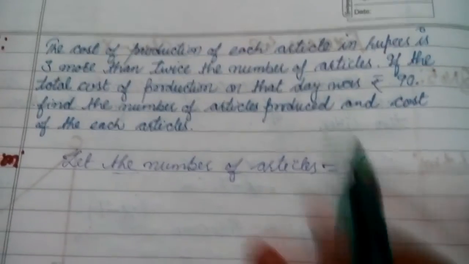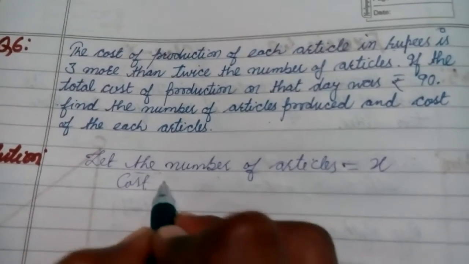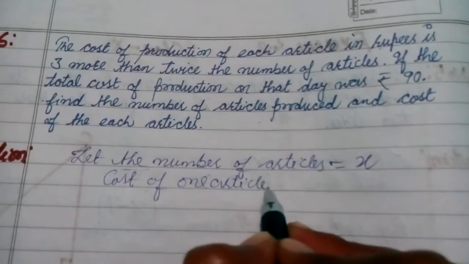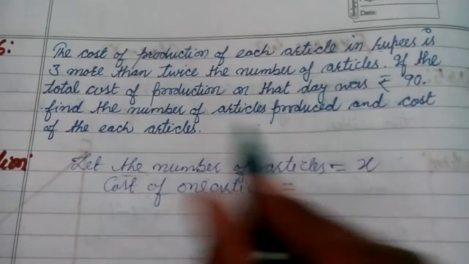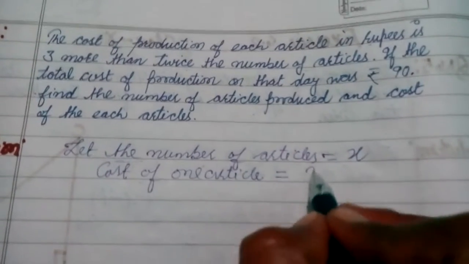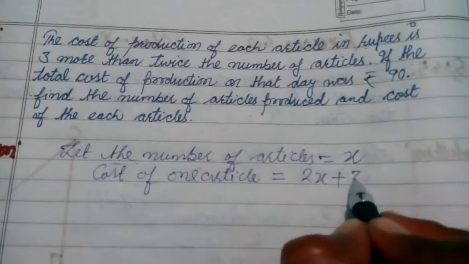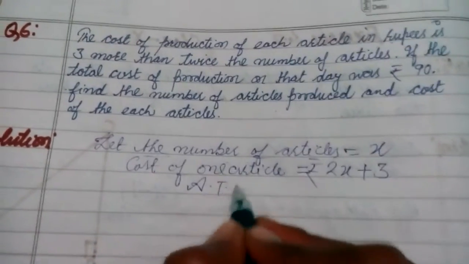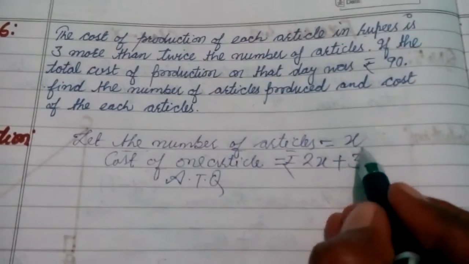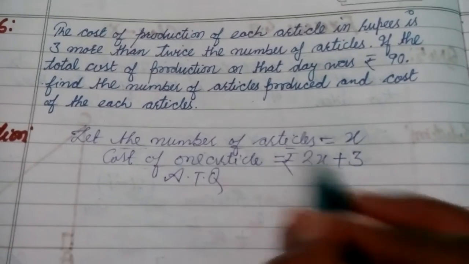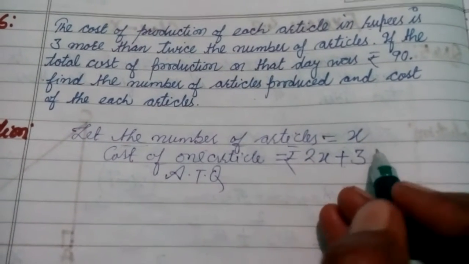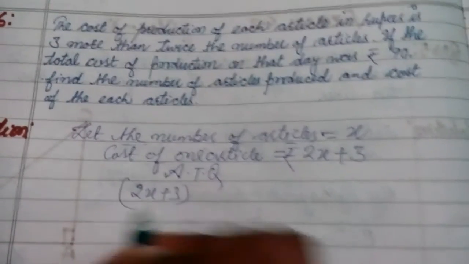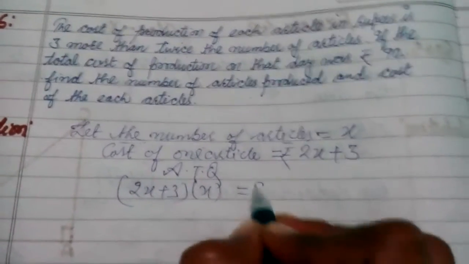So the number of articles is X, and the cost of one article is 3 more than twice the number of articles. Twice the number of articles and 3 more, so this is the cost. Now according to the question, the total cost is given. If the cost of one article is this and there are X articles, then the cost of the X articles will be the product of these, (2x plus 3) into X, and which is already given, that is 90.